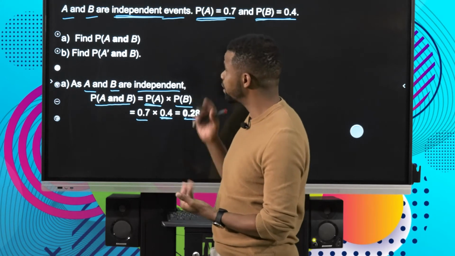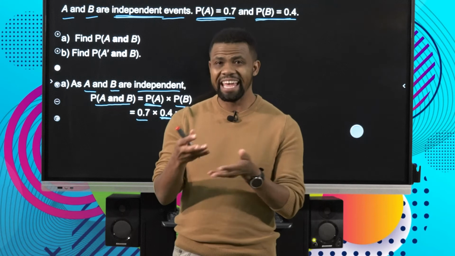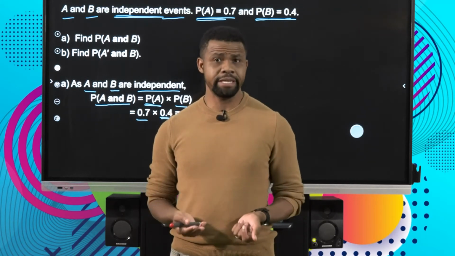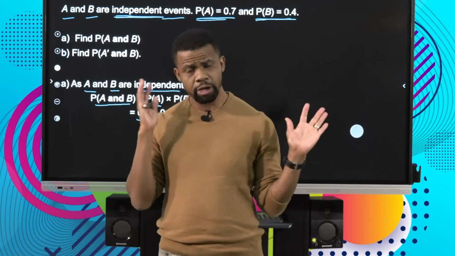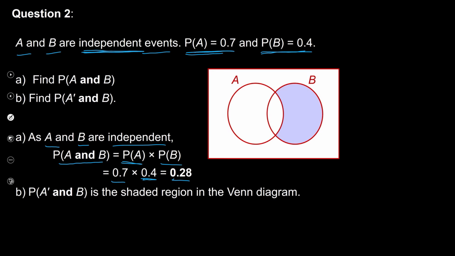Now, the second question is, what is the probability of not A and B? What does not A and B mean? Okay, let's draw a Venn diagram and see. Not A and B is that. So this is a sample space. Around is our Venn diagram, and this circle is event A. Are we all together? And this is event B.